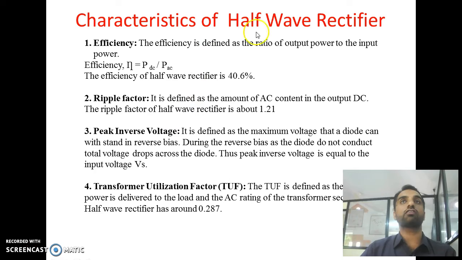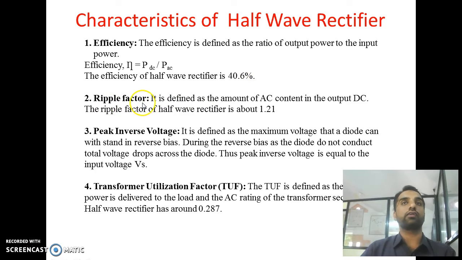And what are the characteristics of the half wave rectifier? First is the efficiency. Efficiency means the ratio of output power to input power, and it is denoted by eta, that is PDC upon PAC. The efficiency of the half wave rectifier is 40.6%, and that's why this type of rectifier is not used in the majority of applications.